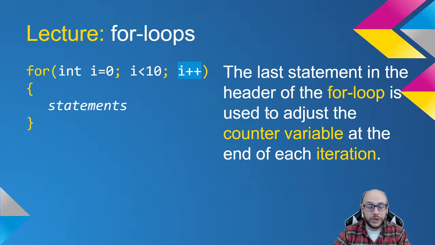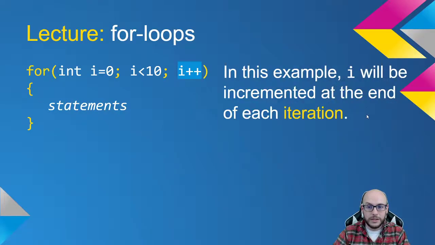Notice I'm saying adjust the counter variable. The most common that you're probably going to see is just a simple I++, right? Where we're incrementing I by 1. But you could do other things. You could decrement I here depending on what you're trying to accomplish. Of note, that adjustment happens at the very end of the iteration. It's the last thing that happens.